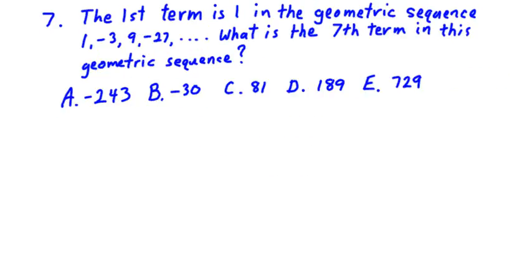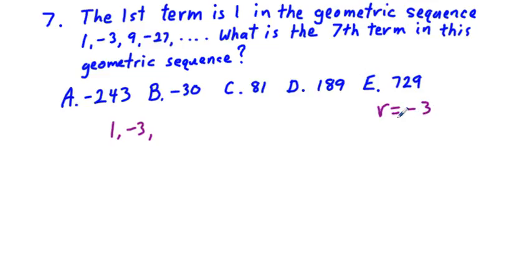Next problem, 7. The first term is 1 in the geometric sequence 1, negative 3, 9, negative 27. What is the 7th term in this geometric sequence? In my pre-calculus class, we haven't covered sequences and series yet this year, but there's a pattern. The first term is 1, and in a geometric sequence you multiply to get to the succeeding term. So the second term is going to be negative 3 times 1, so we would say R, which is your common ratio, is negative 3.